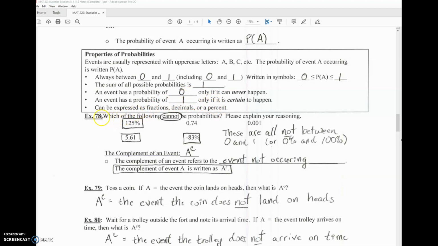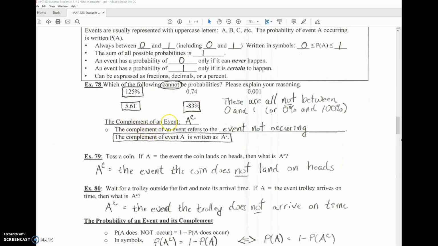So which of the following, in example 78 here, cannot be probabilities? Please explain your reasoning. A 125% chance that something happens is not possible. That can never be a probability. A probability of 5.61 is not possible, because probabilities have to be between 0 and 1. A negative 83% chance is not possible. Again, it has to be between 0% and 100%. So 0.74 and 0.001 are possibilities. Those could be probabilities. The ones that I've boxed in are all not between 0 and 1, or 0% and 100%, so that's why they are not probabilities.